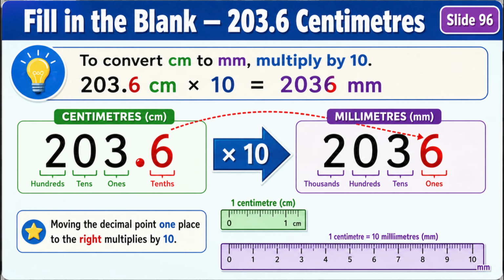Fill in the blank, 203.6 centimeters. To convert centimeters into millimeters, multiply by 10. 203.6 times 10 equals 2036. So, 203.6 centimeters equals 2036 millimeters.